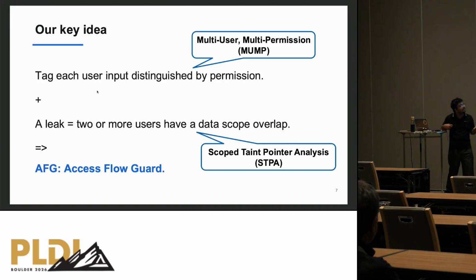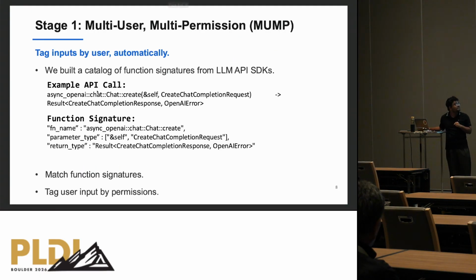We named these two stages. One is multi-user, multi-permission: when a user provides some input and also has some permission, we call it multi-user, multi-permission. Then we propagate the tags through the whole program, and we check whether they have been reached by other users or not. We call this part scope taint pointer analysis, in short STPA. So here is the first part: what does MUMP, or multi-user, multi-permission, do?